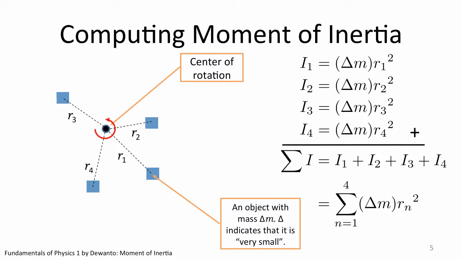Can we have more than 4 objects rotating about the same axis? Well, sure, why not? Can we compute their total moment of inertia? Of course we can. We just need to compute the individual object's moment of inertia and sum them up as shown here. Can we have an infinite number of objects rotating about the same axis and compute their combined moment of inertia? Well, wait a minute.